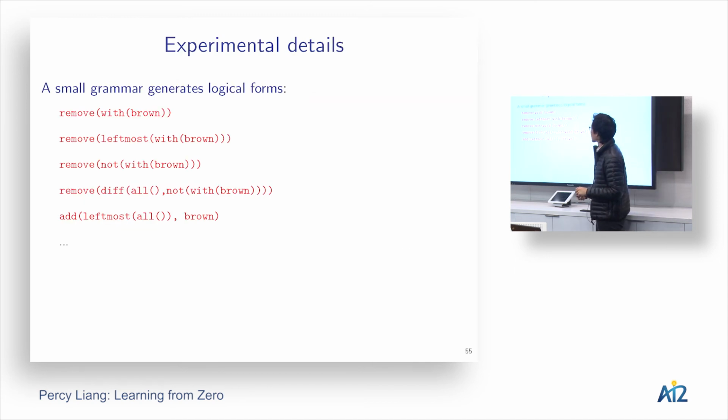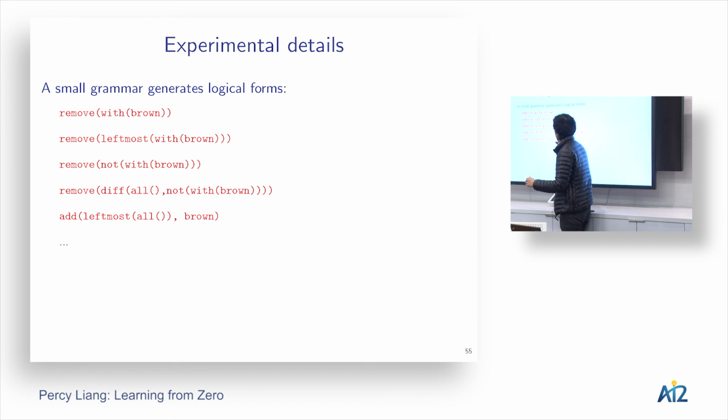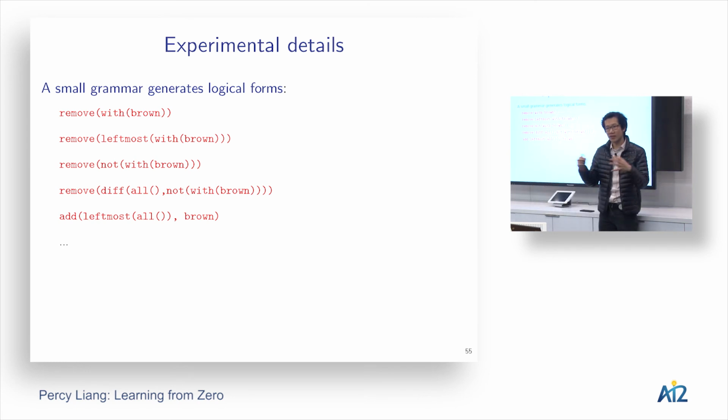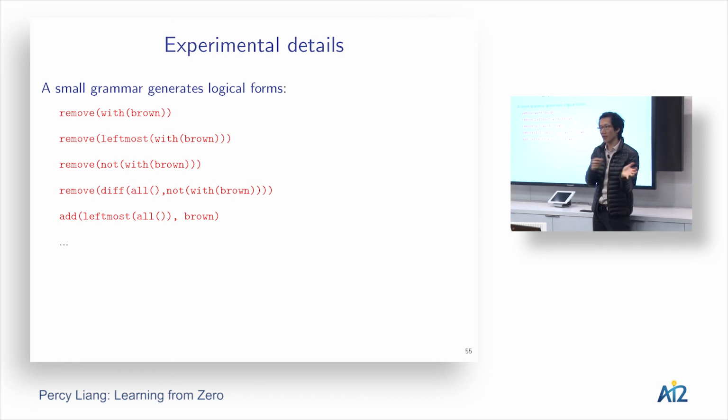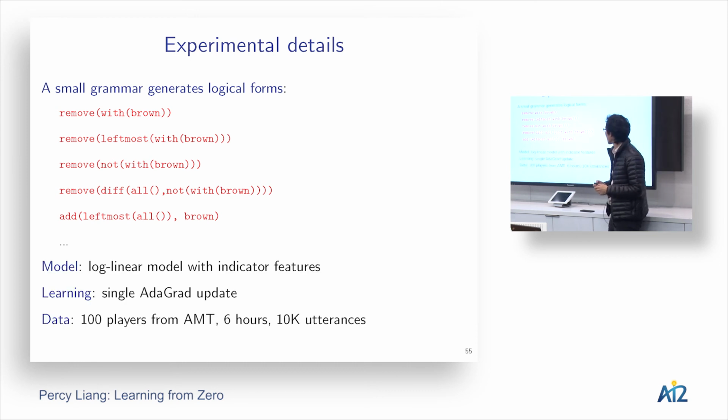The types of logical forms that we're dealing with are ones which are generated by a small grammar. So you can add and remove. You can form sets of blocks by taking diffs and using negation and looking at superlatives on the leftmost or the rightmost and so on. So it's not crazy complicated, but there's some compositionality there. So, a standard log-linear model with online learning updates. And we tried this on Mechanical Turk. We had 100 people play this game.